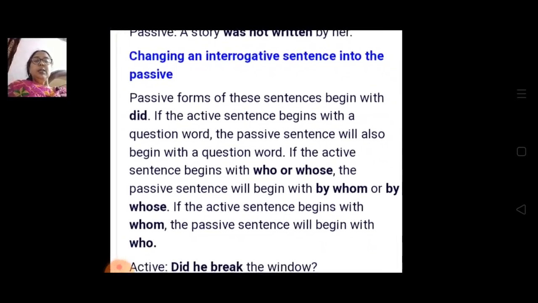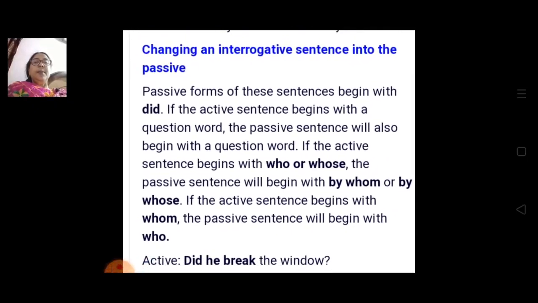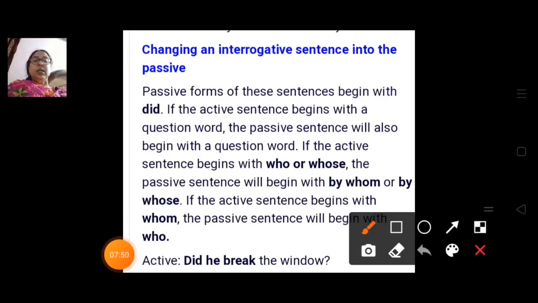Now here you can see changing an interrogative sentence into passive voice. Passive forms of these sentences begin with did. If the active sentence begins with a question word, the passive sentence will also begin with the question word. If the active sentence begins with who or whose, the passive sentence will begin with by whom or by whose. So these are the rules that you should always remember. If the active sentence begins with whom, the passive sentence will begin with who.